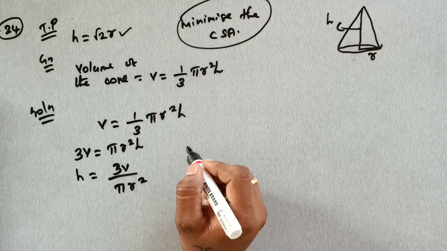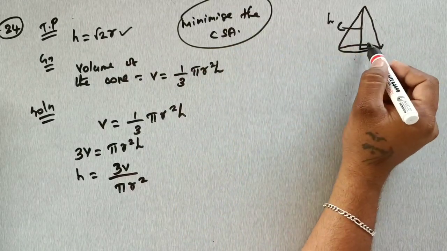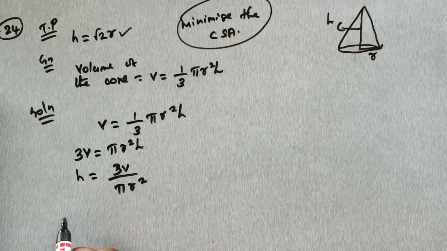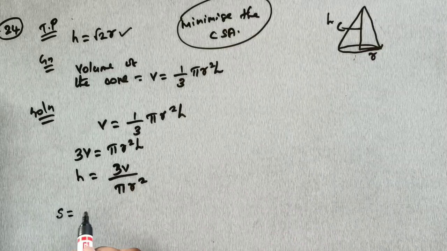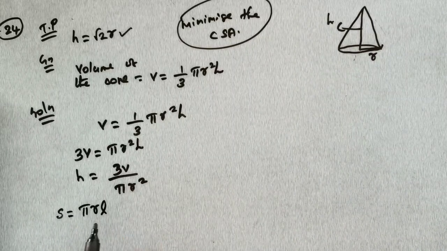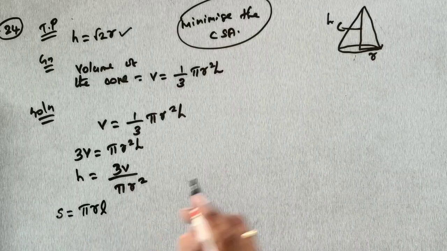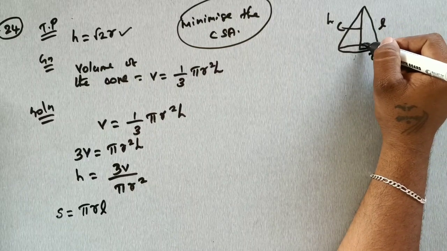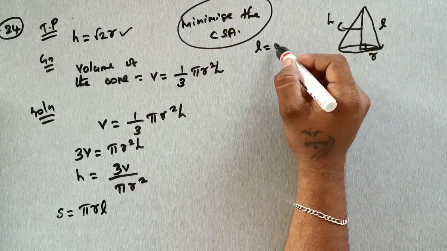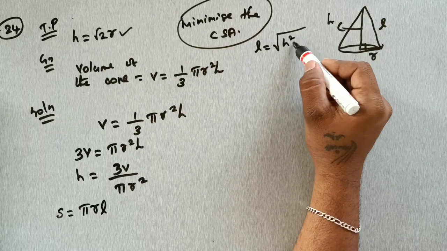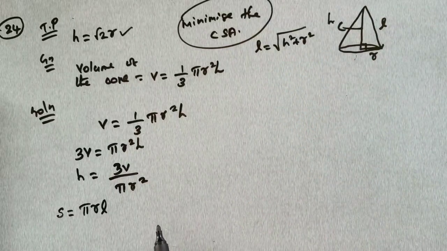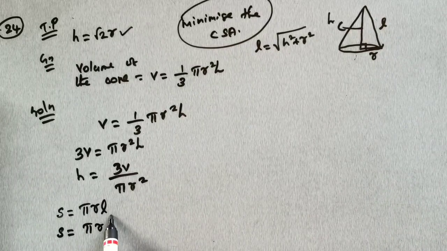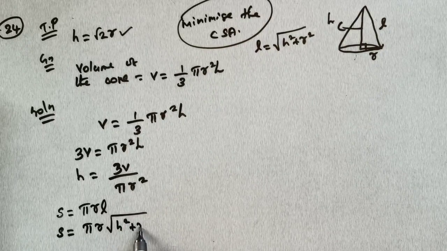Now I need to find the CSA of the cone, which equals pi r l. So we can consider CSA, S, equals pi into r into l, where l is the slant height. The slant height formula we know: l equals square root of h square plus r square. So that I will substitute here. S equals pi into r into root of h square plus r square.